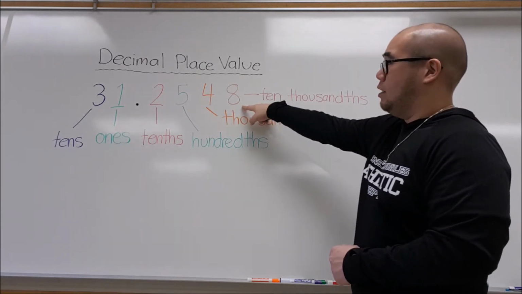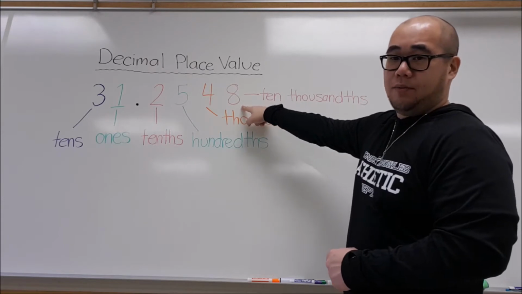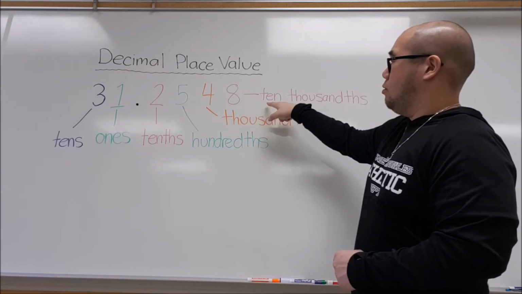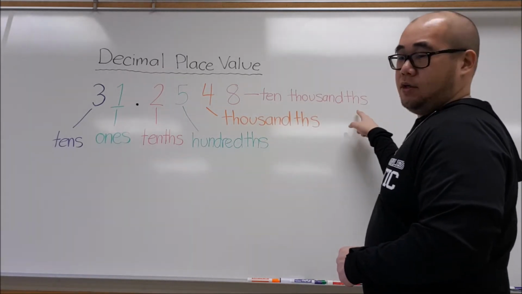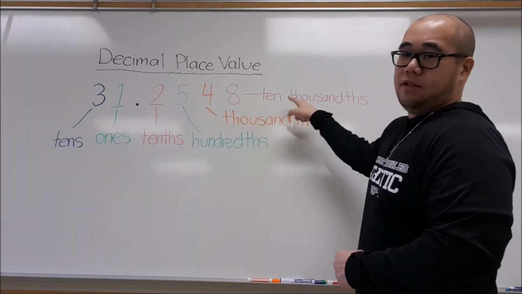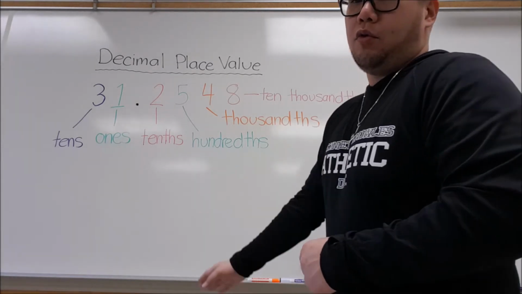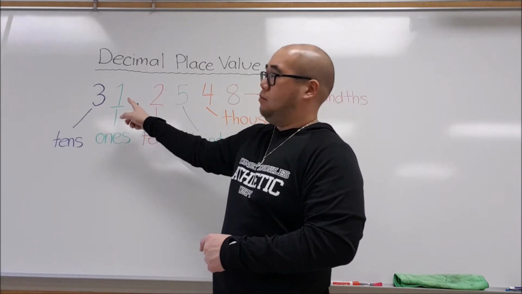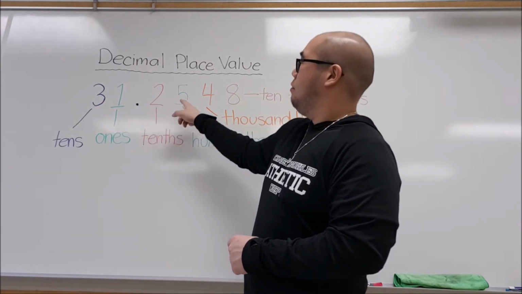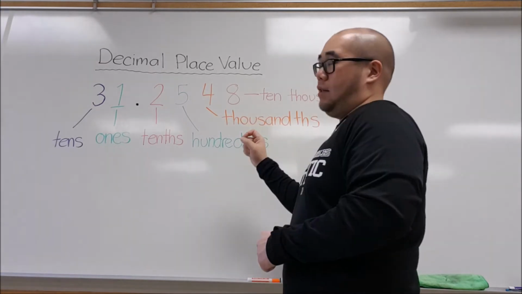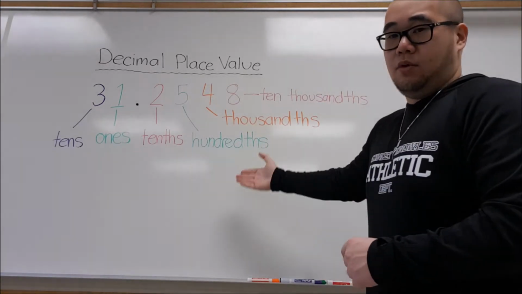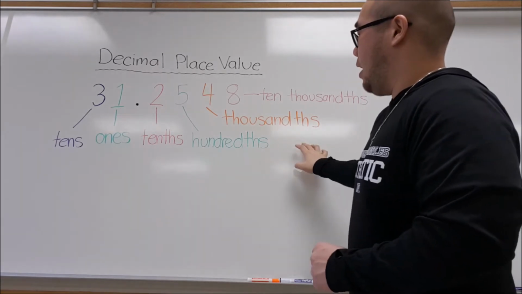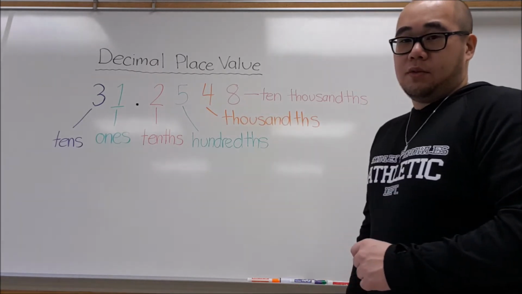And then finally, the last digit we have here in our example is 8. This represents the place value ten thousandths, which is 8 ten thousandths. This is how you would say this decimal: 31.2548. That's how you would say a decimal, and that is some decimal place value for you guys. In a bit, I'm going to show you guys also the fractions that have to do with these place values.